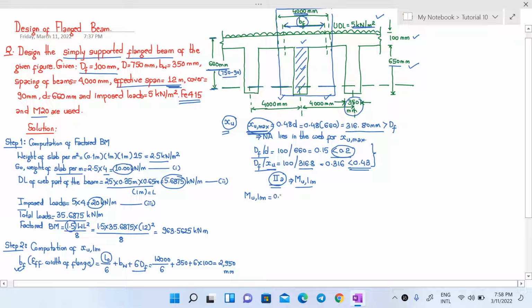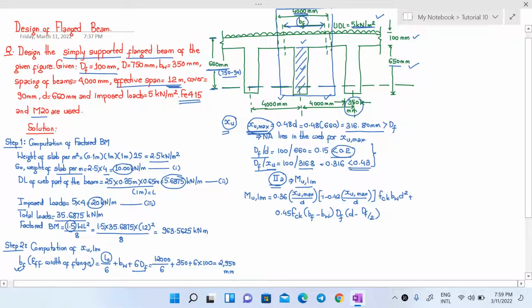Mu limiting is 0.36 Xumax over d, times 1 minus 0.42 Xumax over d, times fck bw d square, plus 0.45 fck (bf minus bw) Df (d minus Df by 2). So this is the formula for Mu limiting. Now insert all the values here.